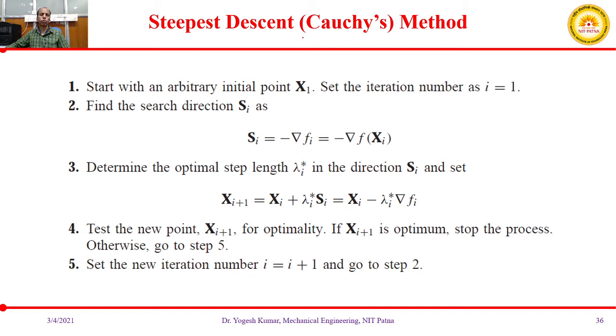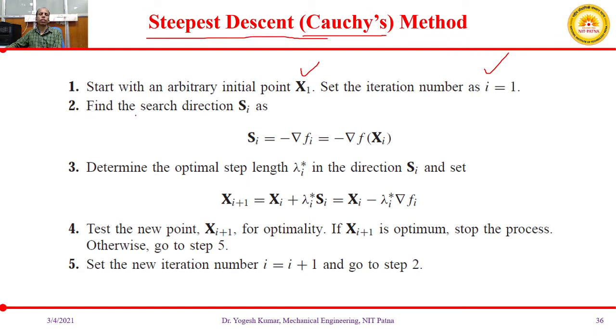Sometimes it is also commonly known as Cauchy method. So if in an examination it is written as solve the problem using Cauchy method, then you have to follow the same method. In the steepest descent method, we choose one arbitrary starting point, that is step number 1, and we set the iteration number i equal to 1.